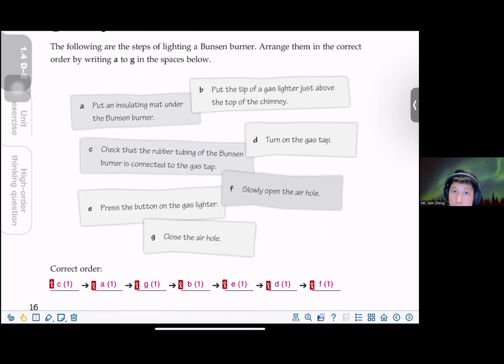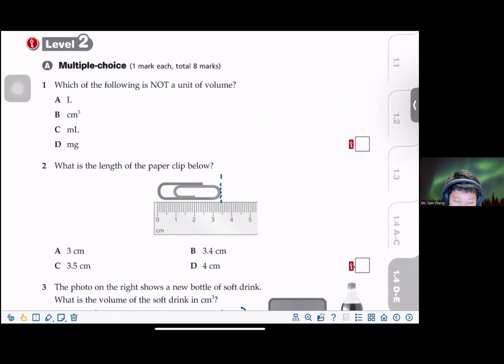Next, which of the following is not a unit of volume? Of course, it would be the milligram. It is a unit for mass, for us to measure the mass.